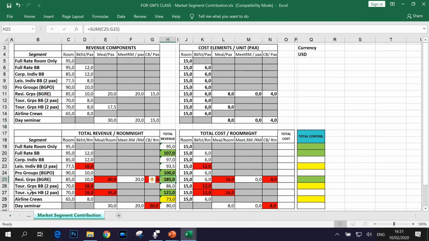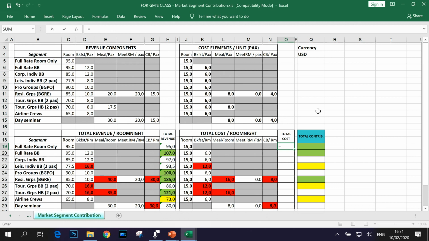And second highest one is tour group half board, $121. So this is something we need to discuss later, but we can see that a tour group half board is a high performing market segment in terms of revenue contribution, followed by full rate bed and breakfast and professional group. Let's see the total cost.